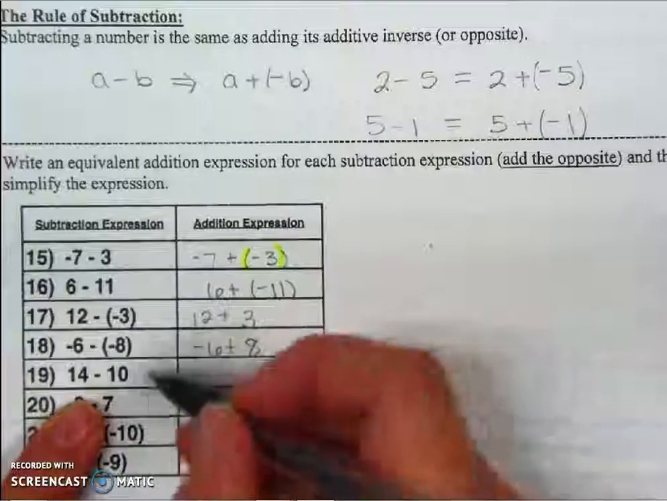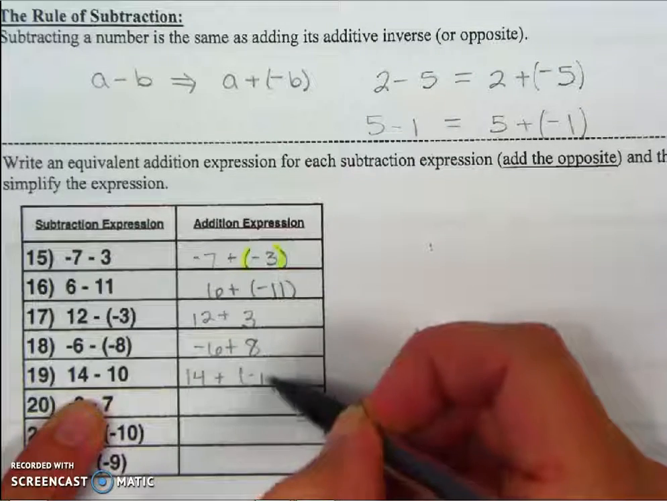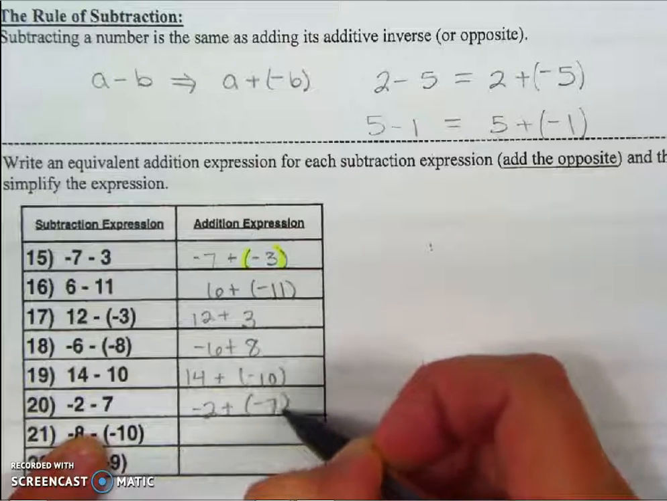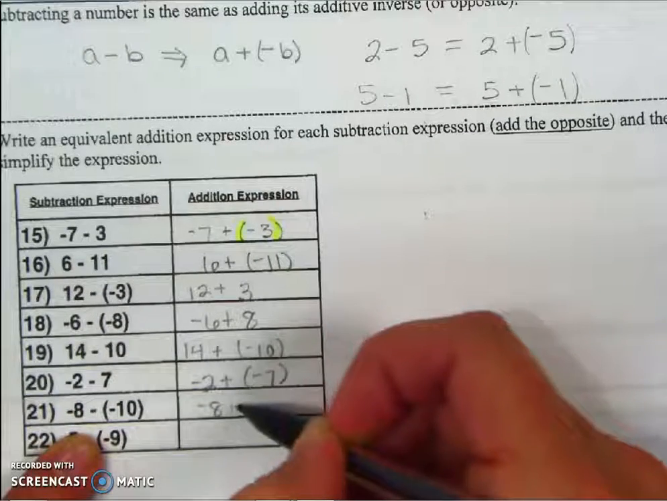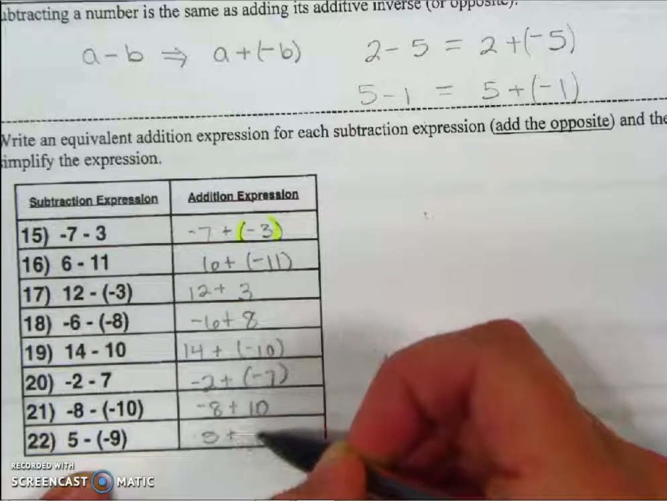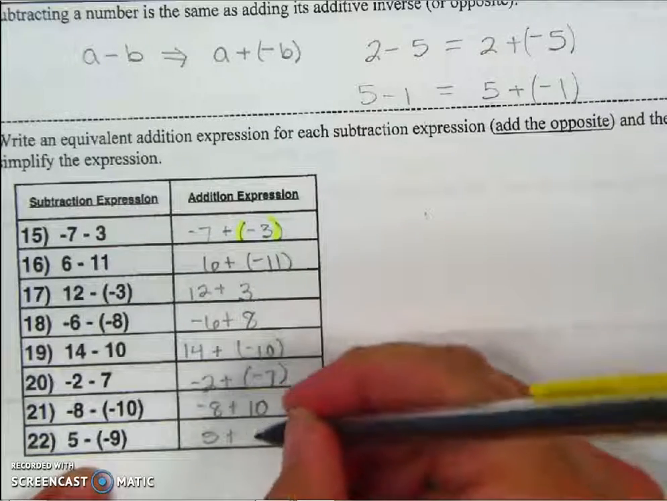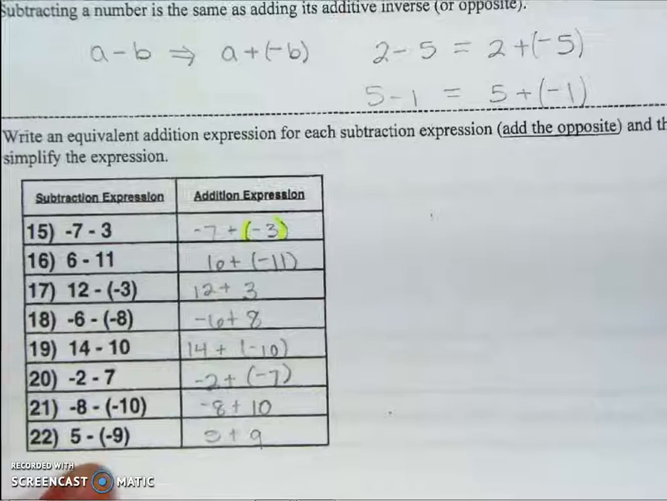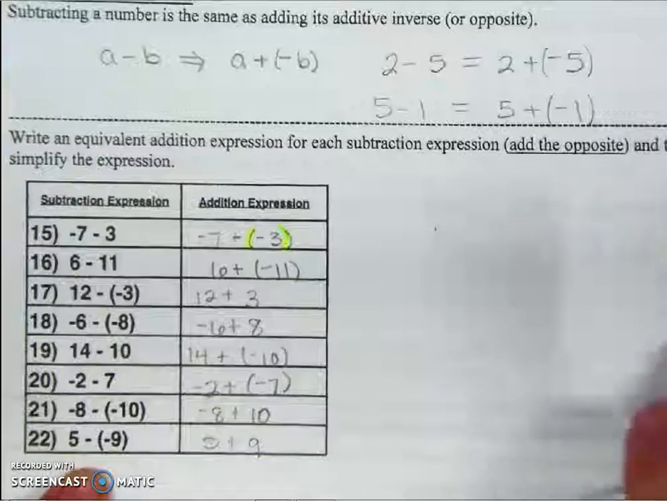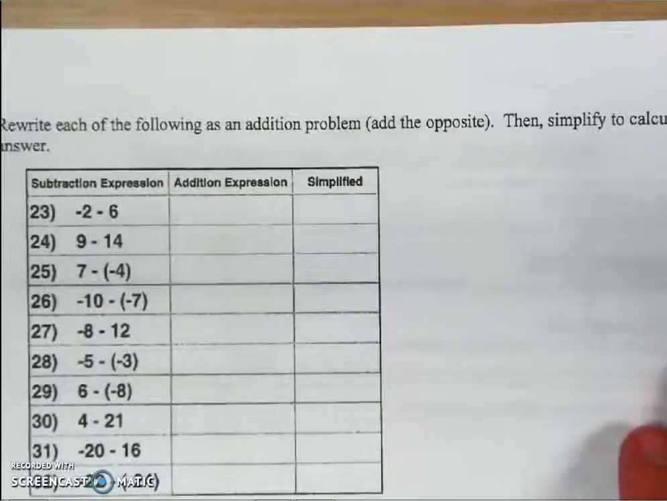-6 plus 8. Right here, 14 plus -10. Right here would be -2 plus -7, -8 plus +10, and 5 plus, sorry, that's not a negative, 5 plus +9. So we can rewrite all these with adding the opposite. That's just rewriting.